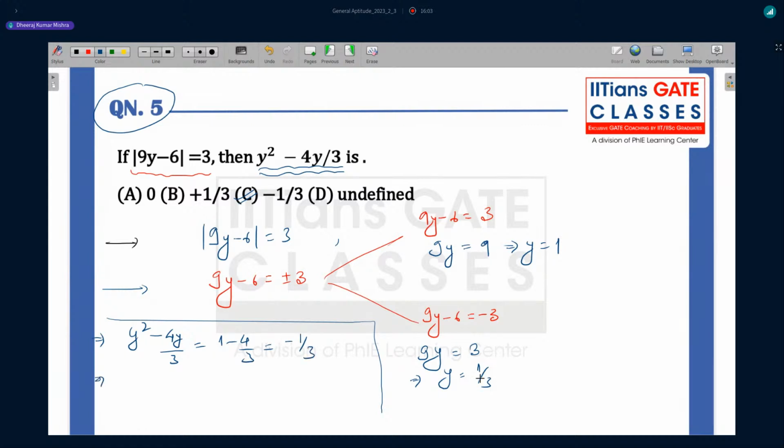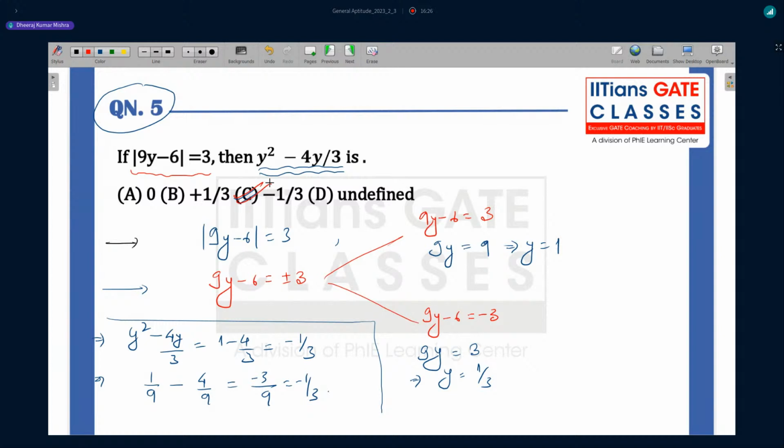And now you can plug in 1 by 3 here, so it is going to be 1 by 9 minus 4 by 9, right? So this will also give you minus 3 by 9, which is 1 by 3, right? So for both the values of y, we are getting C as the right answer. Yes, guys, Saurabh Kumar and everybody has given the correct answer.